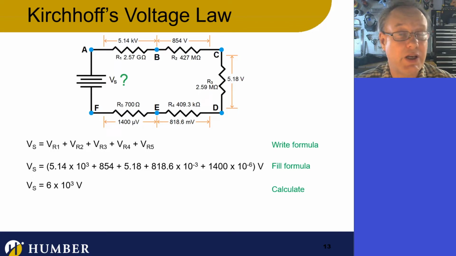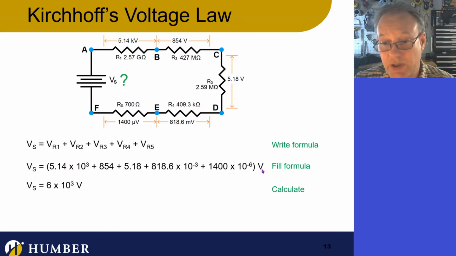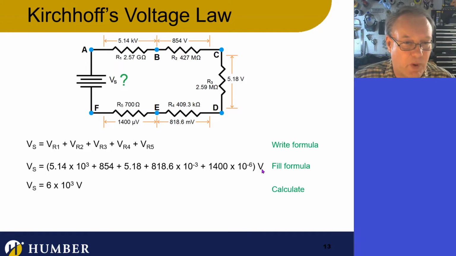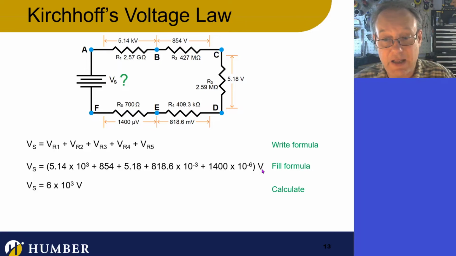One is, as we know, we can do the math with the units, and you can put the voltage right outside as long as you put brackets. So let's take a look at this. I've got a bracket, then all of these numbers, and then bracket voltage. That voltage applies to every single term in there. So it's 5.14 times 10 to the 3 volts plus 854 volts plus 5.18 volts plus 818.6 times 10 to the minus 3 volts plus 1400 times 10 to the minus 6 volts.